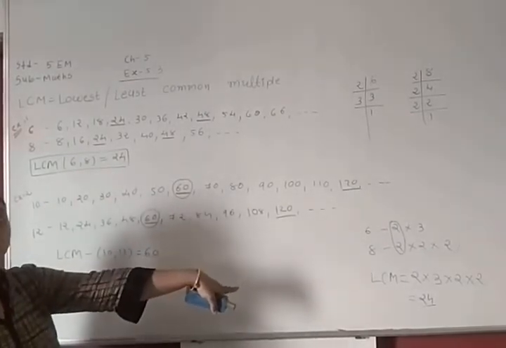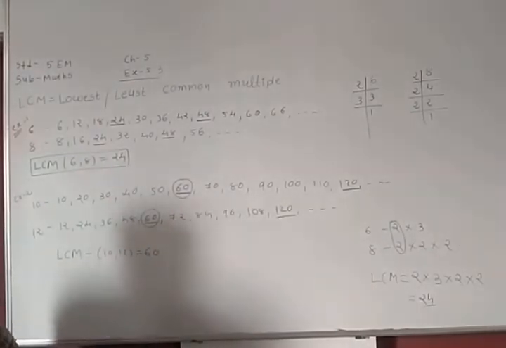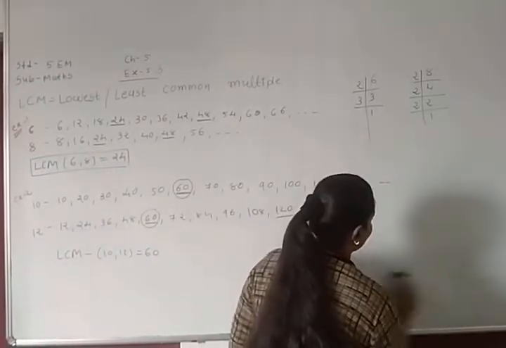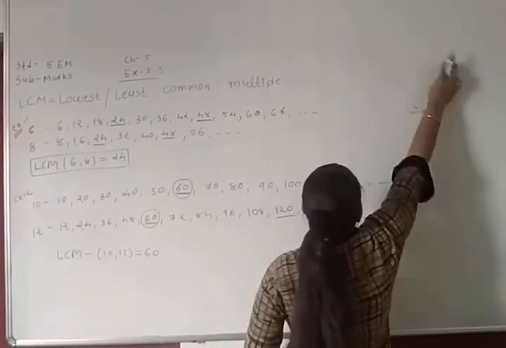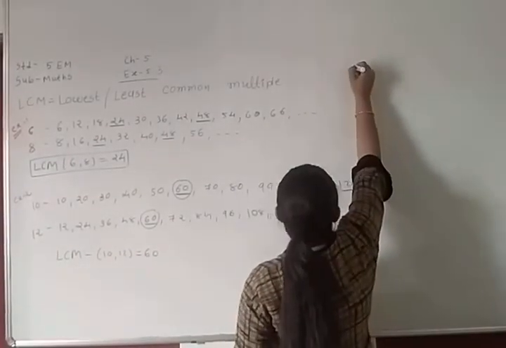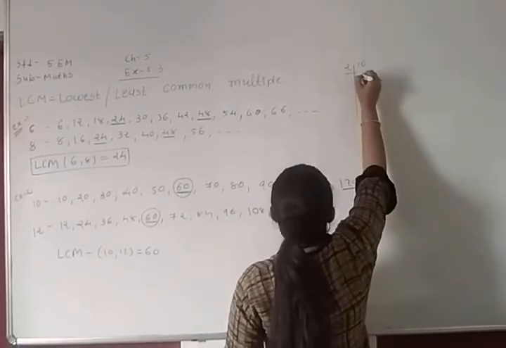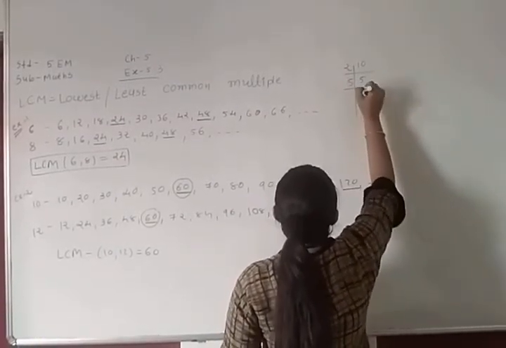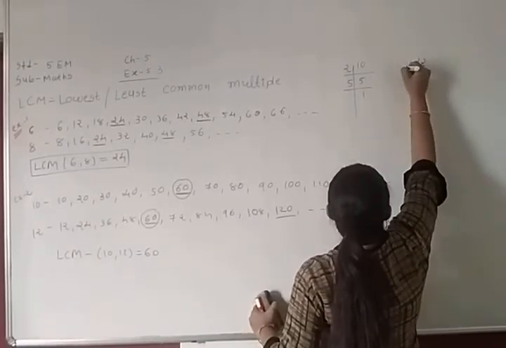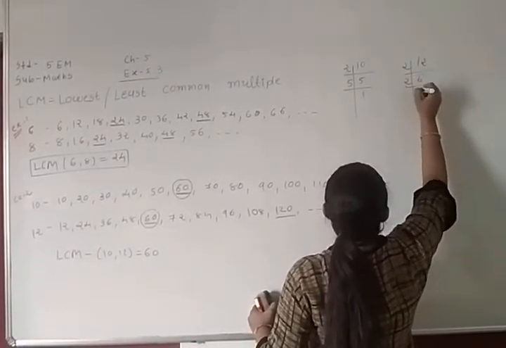Okay, similarly you can go for 10 and 12 also. Let me explain it here. 10 and 12. So first of all we will find the factors of 10. 2 5s are 10 and 5 1s are 5. Then after it is 12. So 2 6s are 12, 2 3s are 6 and 2 1s are 3.